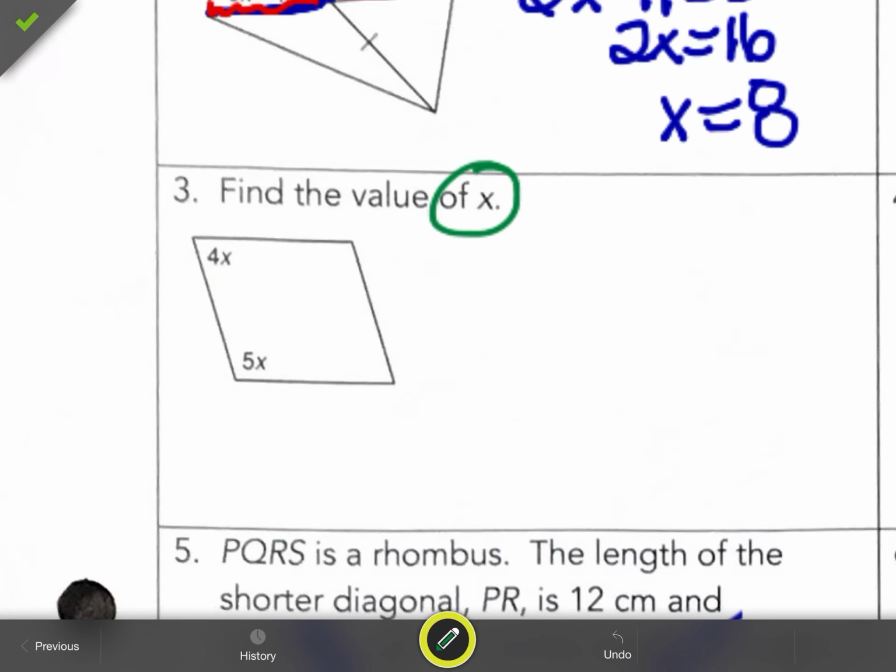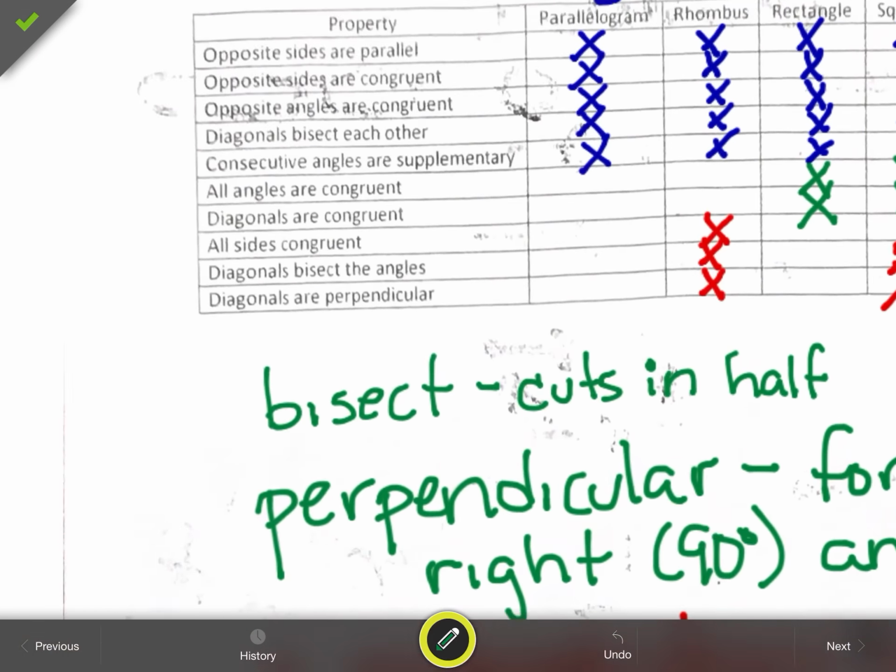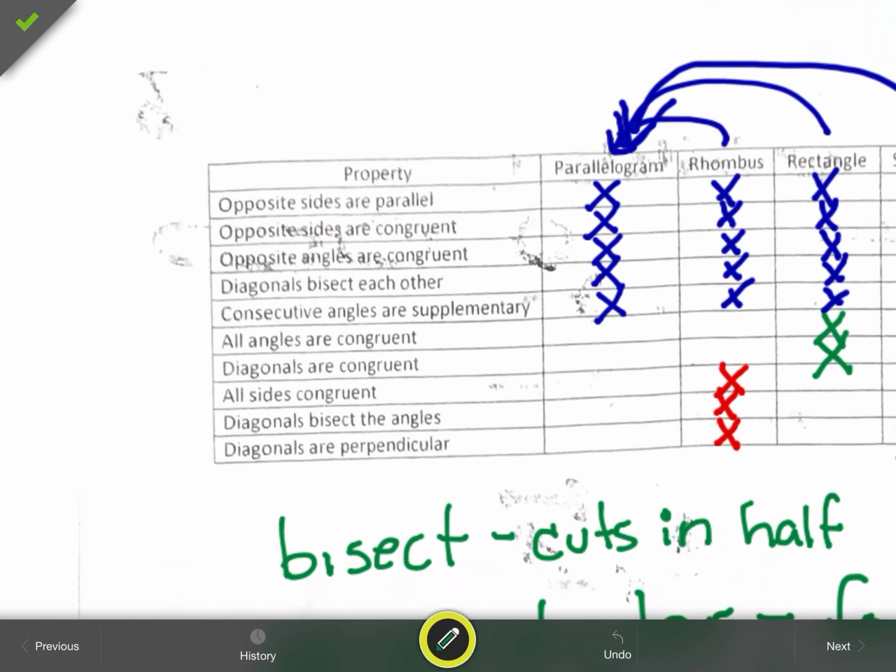Come and look. X is right here, we also have an x right here. Decide what you're looking at. Are you looking at sides? Are you looking at angles? Are you looking at diagonals? Oh, okay, those are angles. So let me see what I know about angles. You should know two things about angles: opposite angles are congruent, consecutive angles are supplementary.